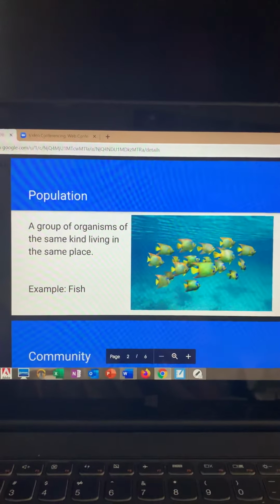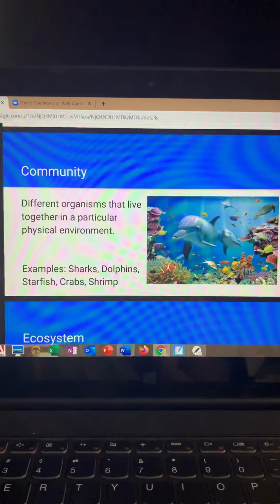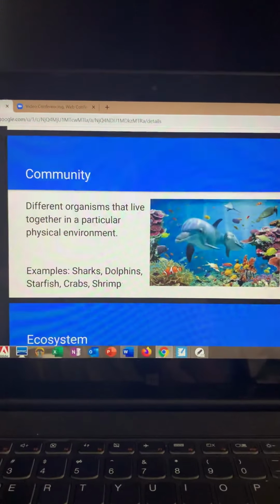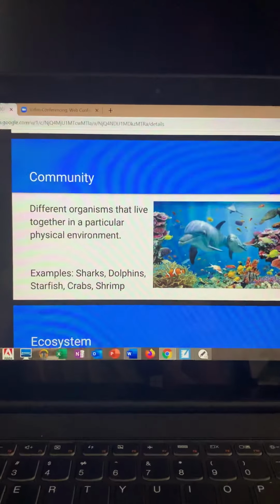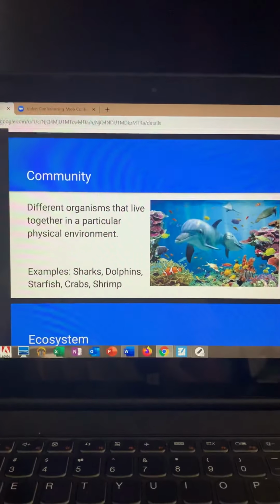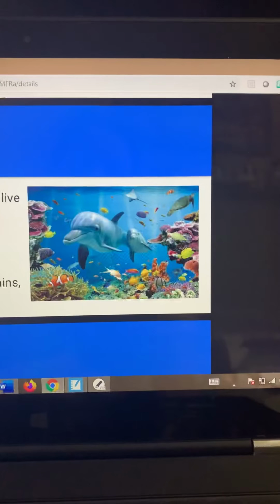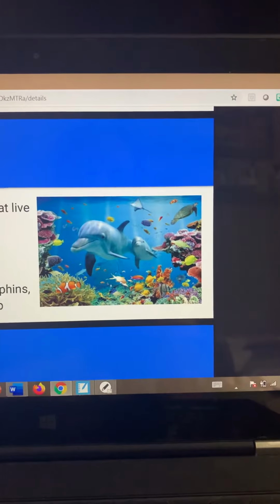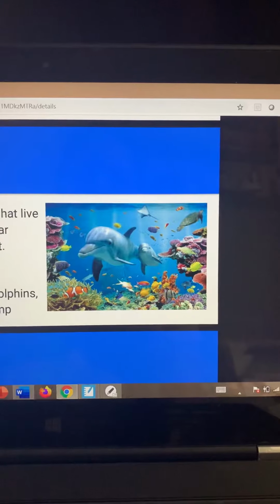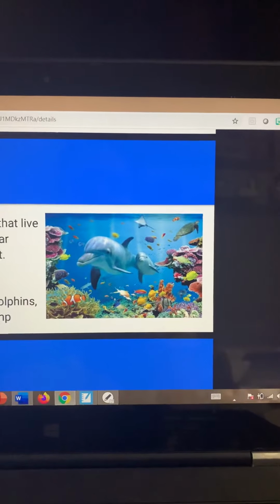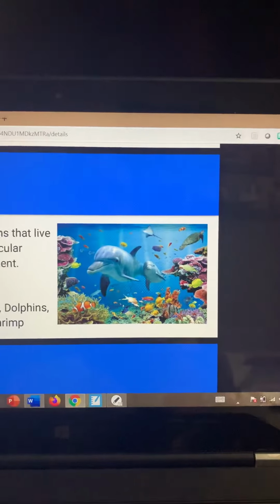A community, which is the next vocabulary word, is different organisms that live together in a particular physical environment. So an example of that would be sharks, dolphins, starfish, crabs, and shrimp, right? So they make up a community in the ocean, right? They're not a population because they're not the same species, but they do make up a community because they live in one particular environment, which is the ocean.